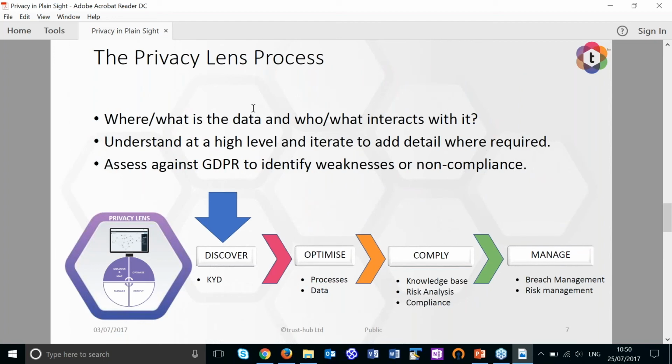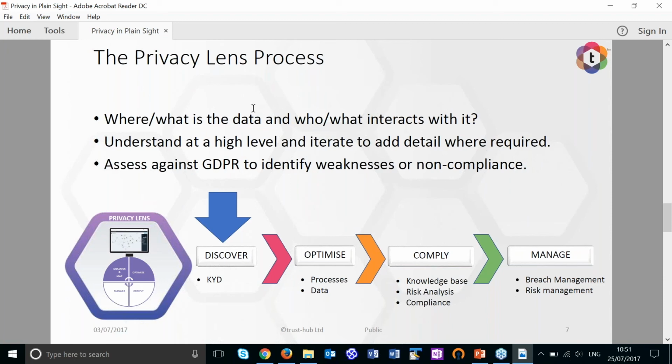The process that we run through is that first step is a discover stage, and essentially we call it know your data. So the first part of your GDPR journey is to understand as an organization where is the data you're holding, particularly the personal data, what is interacting with it, what is that data set. So there's this discovery phase as a first phase.